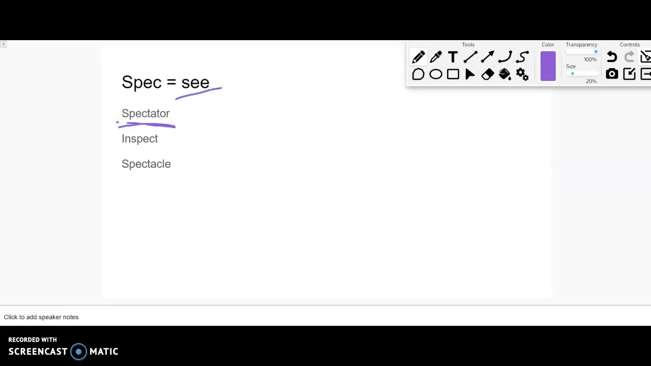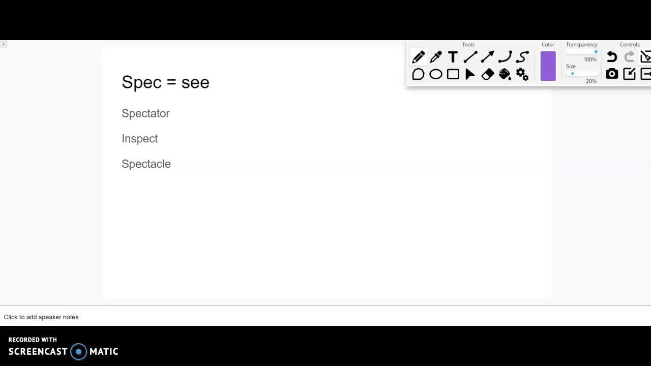So the first one is speck, which means see. So a spectator is someone who goes to see something like a sporting game, or if they're even watching a car wreck, you might say they're a spectator of that car wreck. They're someone who sees it. To inspect something is to look really closely at it, so you're seeing it. Spectacle is something that's worth seeing. You might say, whoa, that was quite a spectacle. The fireworks, the amazing trick someone did. All right. So understanding that this root of spect means see can help you understand what the words mean.